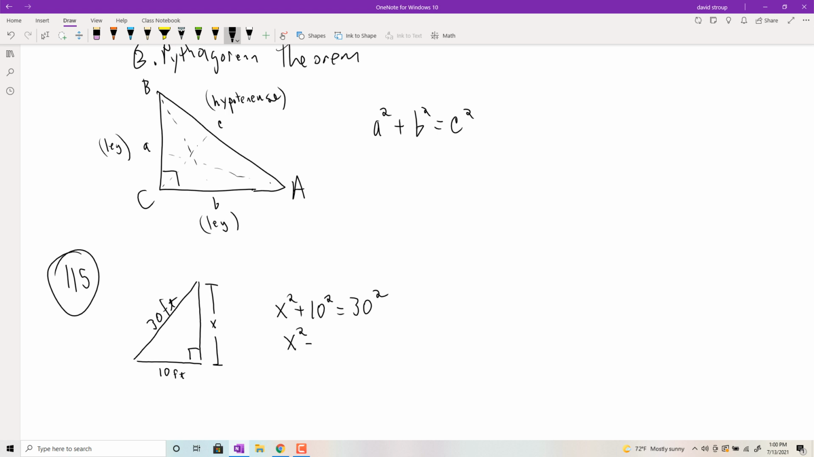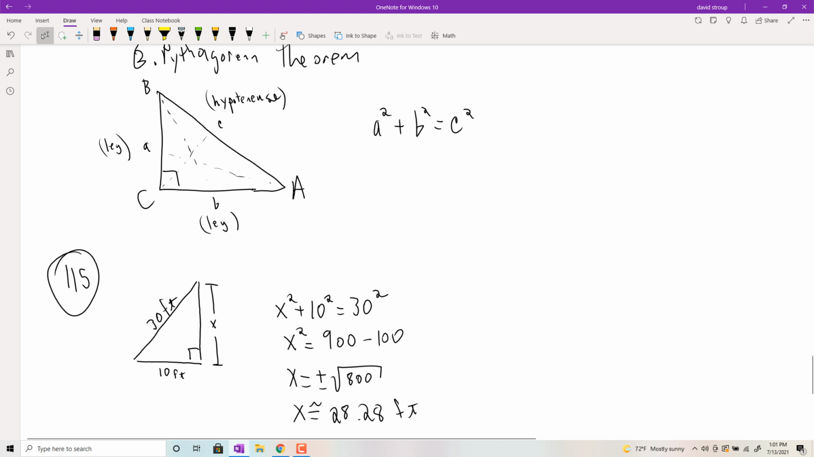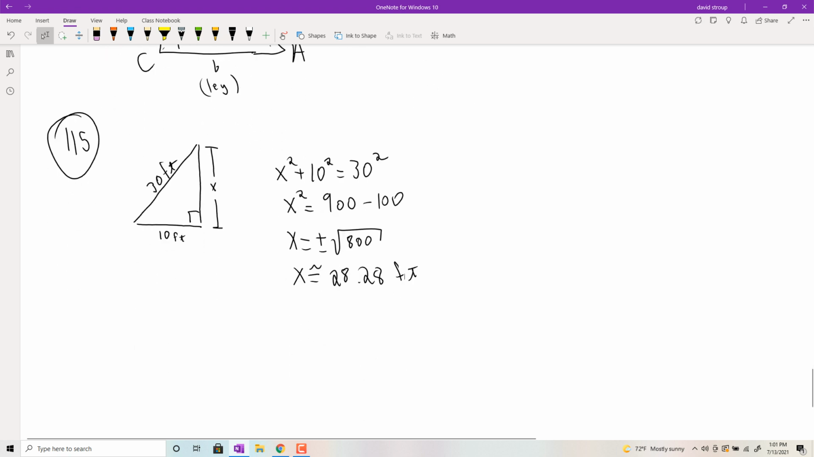So we'll have x squared equals 900 minus 100, sorry. Then x will equal plus or minus the square root of 900 minus 100, which is 800. And then, as usual, throw out the negative answer. So x will equal approximately 28.28 feet, depending on the number of decimals they want. So there are some basic applications there.